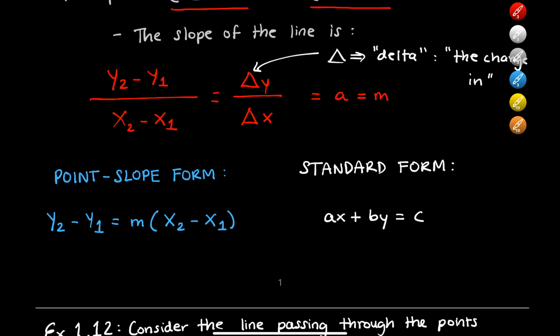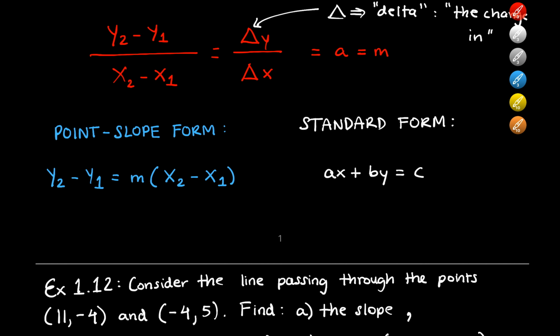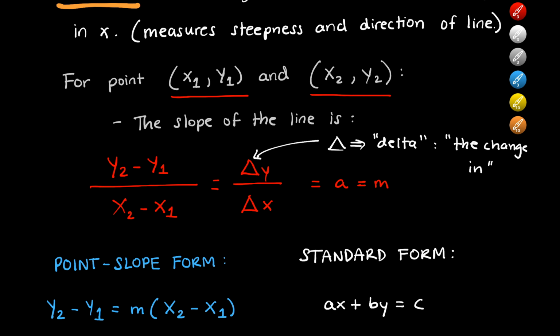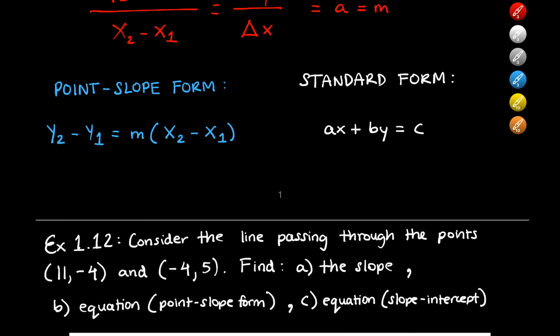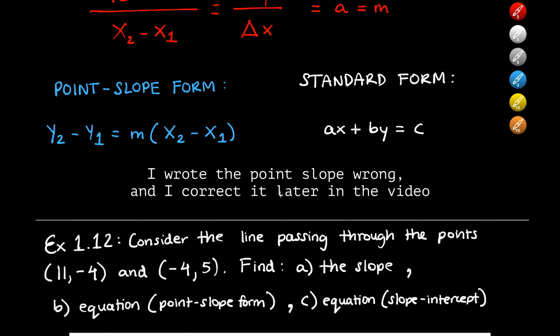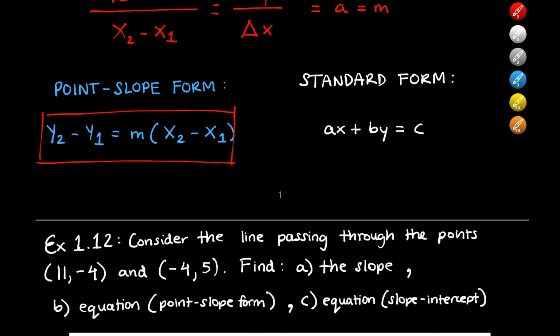And so now there's a couple ways of writing the equation of a line. The first one that we're going to go over is point slope form, and it's right over here: y2 minus y1 is equal to m times x2 minus x1. And then we have standard form, which is ax plus by is equal to c.